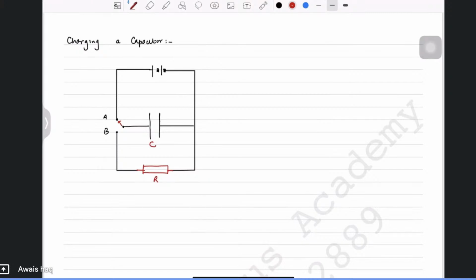So what truly happens is that when it is charging, so we can say when the switch is at A or moved to A, a potential difference is experienced due to which electrons move to the positive terminal.